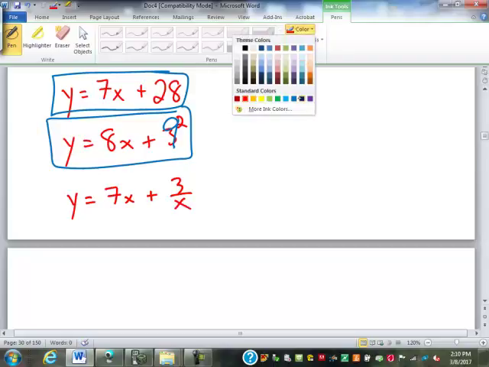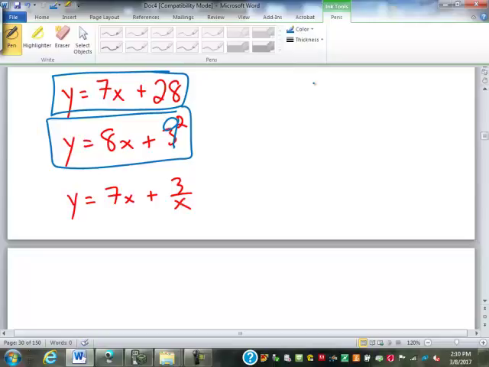How about this one here? It won't be. Why not? Perfect. We're dividing by x here. We're dividing by the variable. So that one cannot be a line.